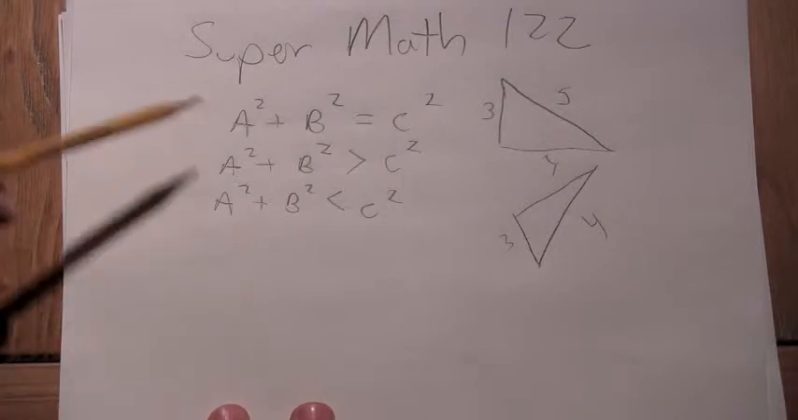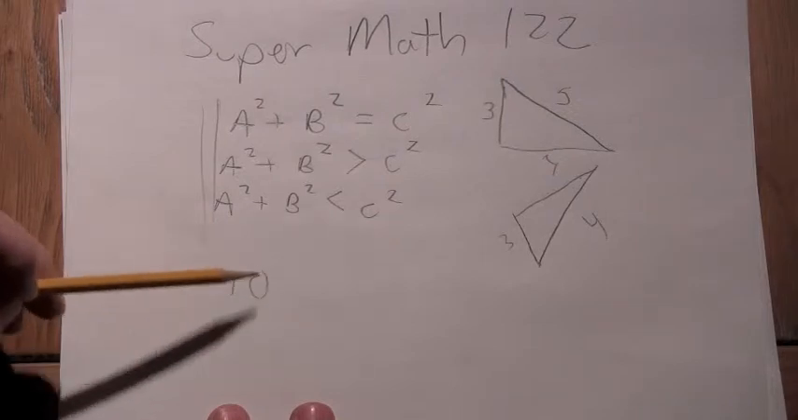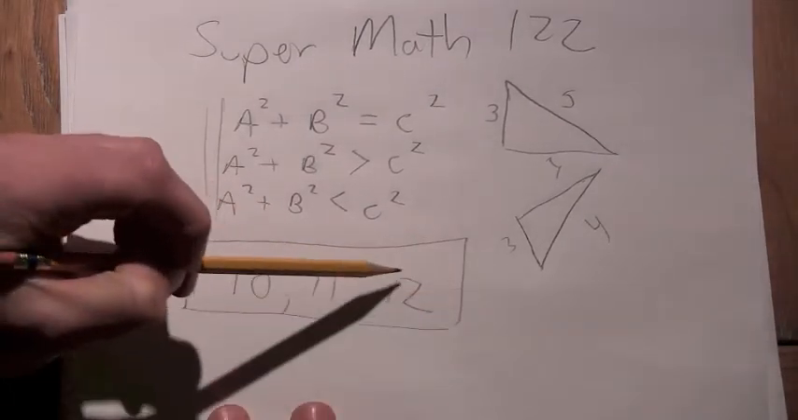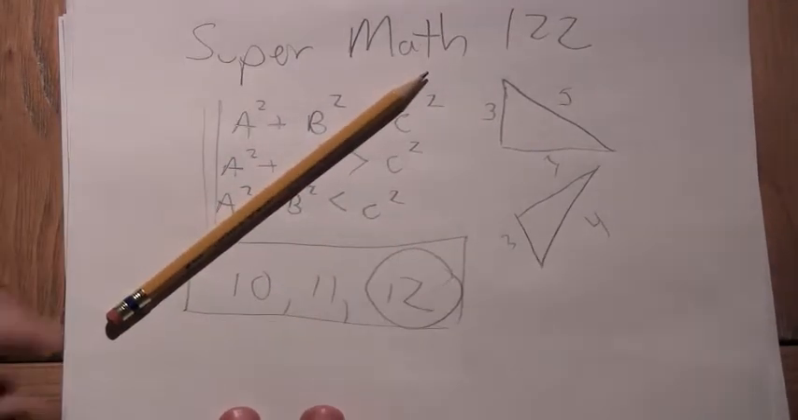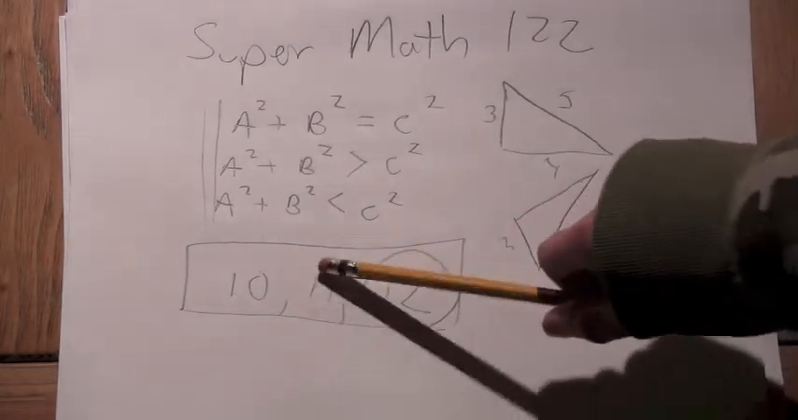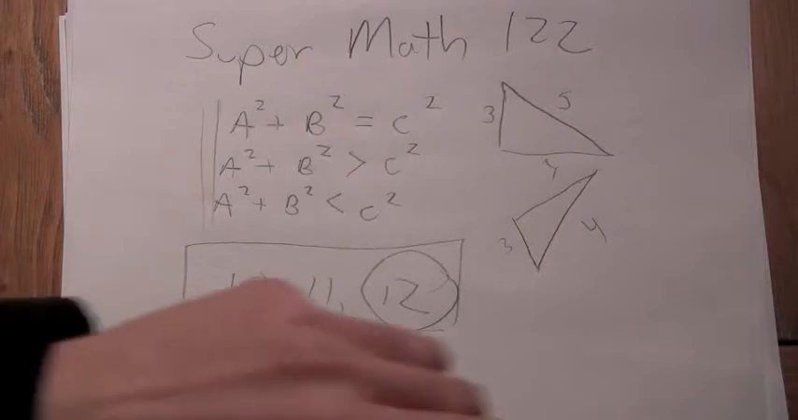Now the book has some interesting examples, so it gives a bunch. So let's look at a 10, 11, 12 triangle. What can you tell me about the angle opposite 12, the side of length 12? Well, it's going to be acute. How come? Because 10 squared plus 11 squared is greater than 12 squared. How do you know that? Because 12 squared is 144, 10 squared is 100, and 11 squared is 121.